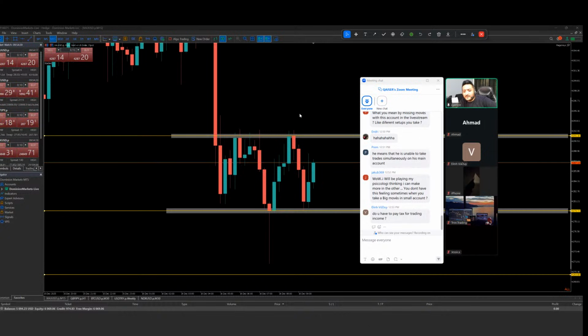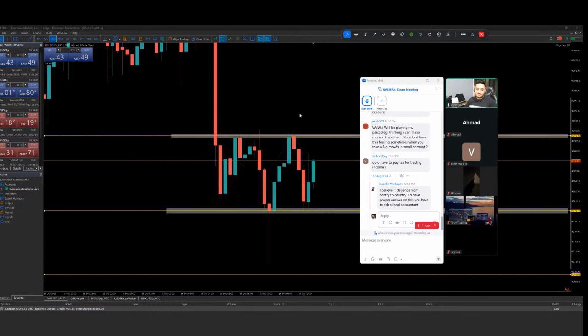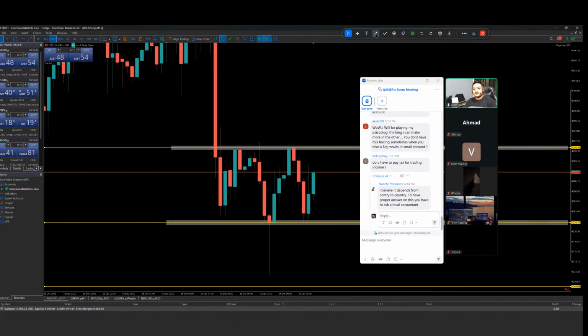Do you have to pay tax for trading income? You know what, in Pakistan, there are very different rules, to be honest. If you want to do forex trading, they ask us to trade on their own brokerage houses, which are registered with the Pakistan government. So you know what will happen? Suppose I'm trading gold, they will include sales tax, income tax, general sales tax, all these things they will put into it.